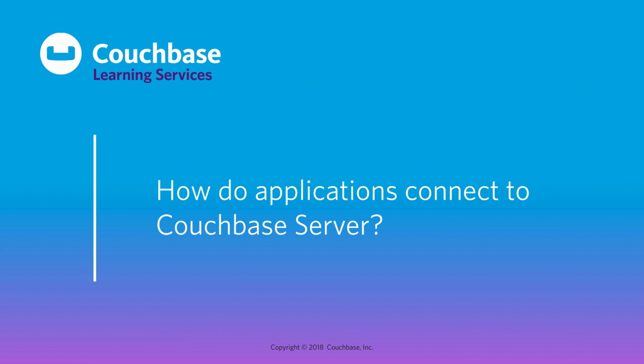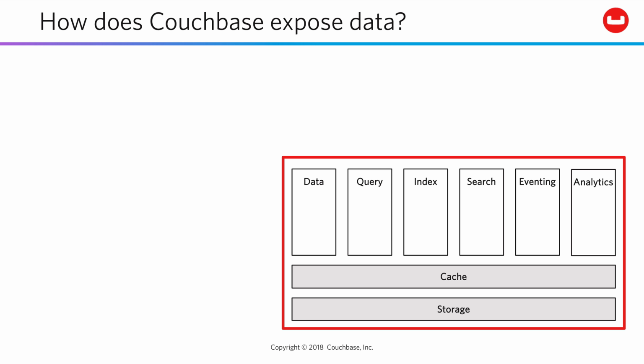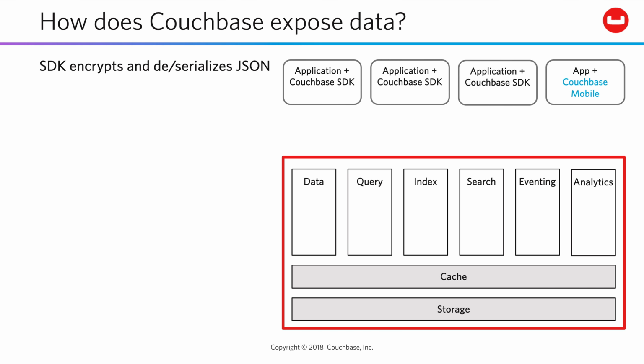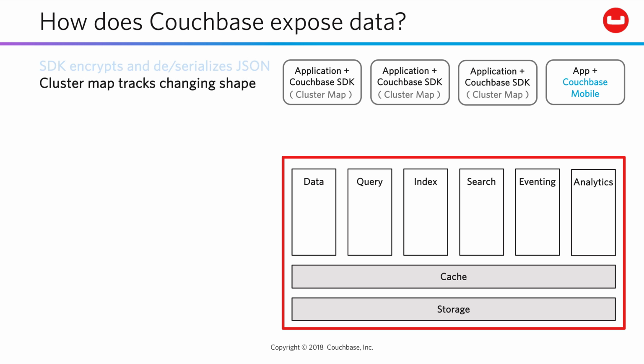Couchbase provides a consistent approach to data access across all our SDKs. Let's take a look. How does Couchbase expose data? Well, applications access Couchbase services directly via our SDKs, which uniformly offer encryption on the wire, along with JSON document serialization and deserialization, and they stay aligned with the current shape of your cluster by a cluster map.